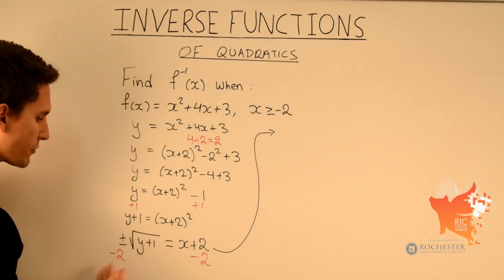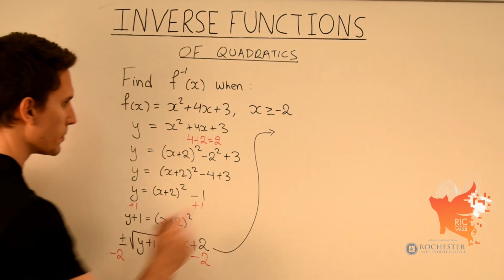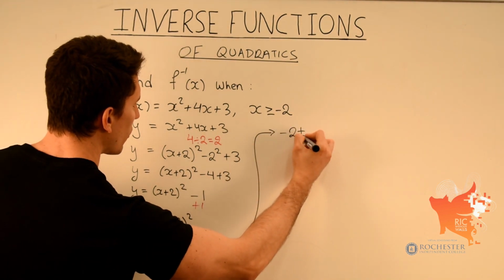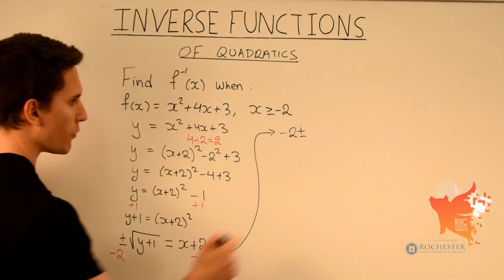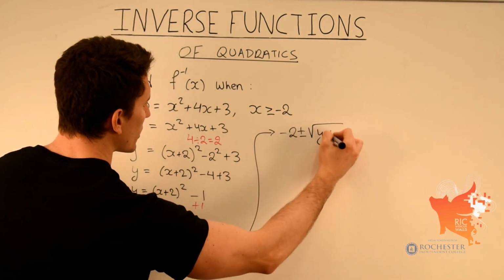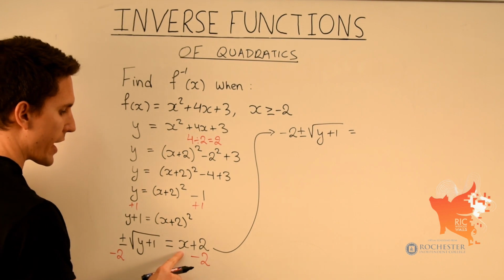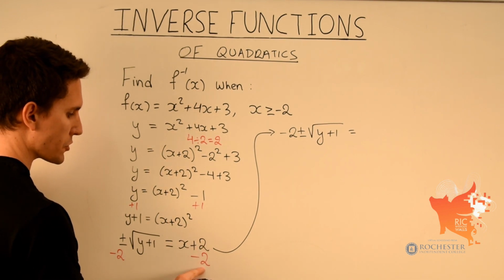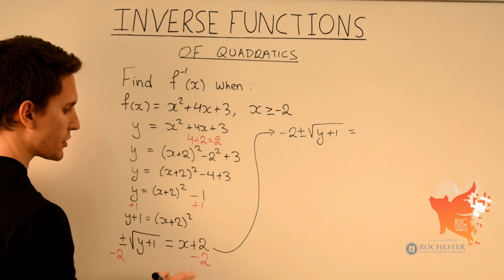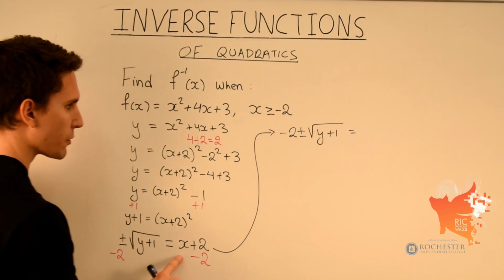So on the left, we will simply have this minus 2, and then we have plus or minus this square root of y plus 1. And then we have equals, and here on the right we have x plus 2 minus 2. Well, plus 2 minus 2 simply cancel each other out, so we're just left with an x on the right.